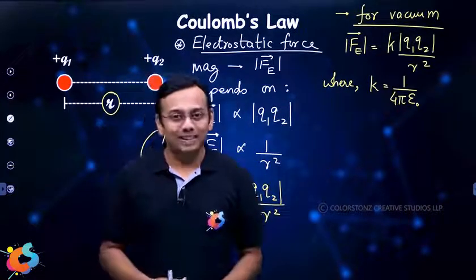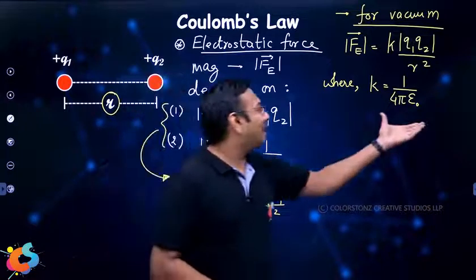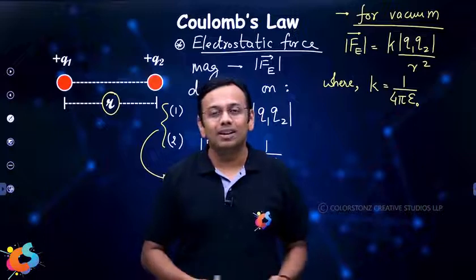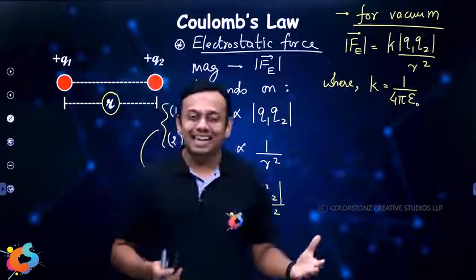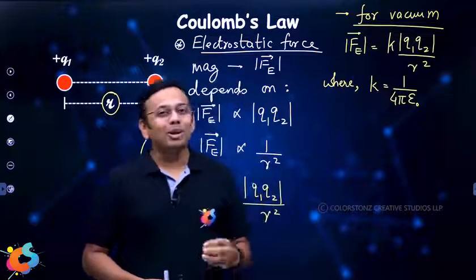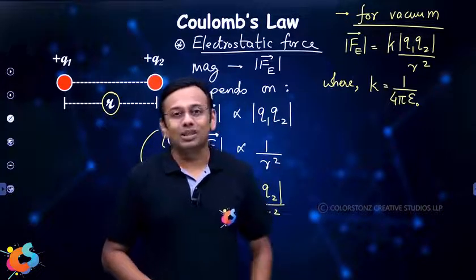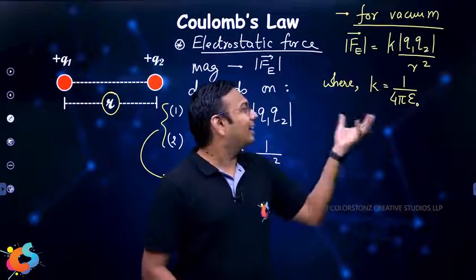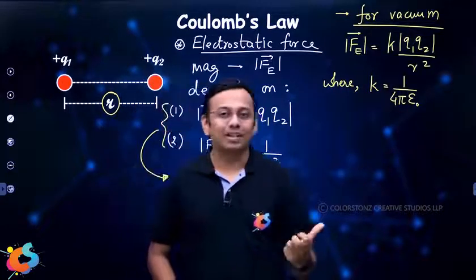Now I know what you are thinking. Why this complicated expression? Why are we writing it as 1 upon 4 pi epsilon naught? Why not just leave it as K? I'm sorry to say, but at this point, I won't be able to give you the answer to this question. I know this is the first doubt which comes to the mind. Why are we writing it as 1 upon 4 pi epsilon naught?